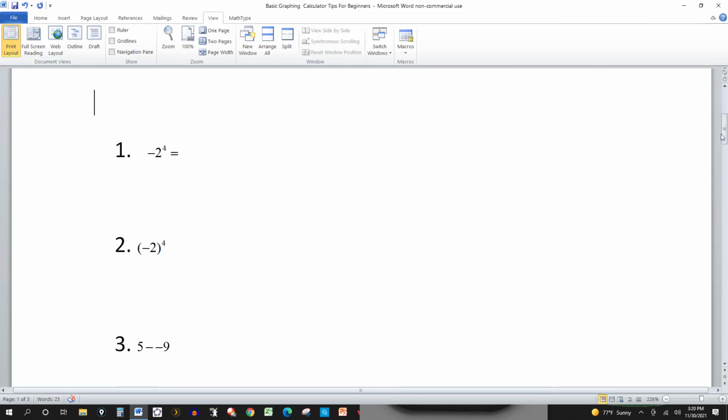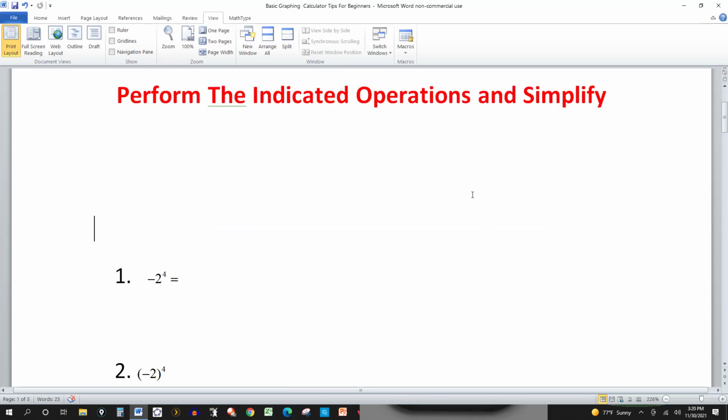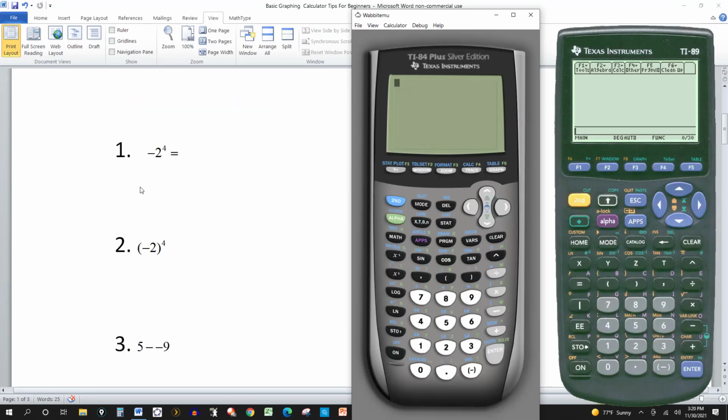Now let's go and look at some calculations. We're going to perform the indicated operations and simplify. For this one, it's negative 2. Again, I select this one right here at the bottom, negative 2, and then I want to take that to the 4th power. So here's my little caret here.